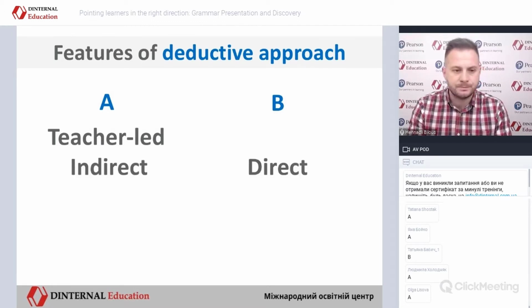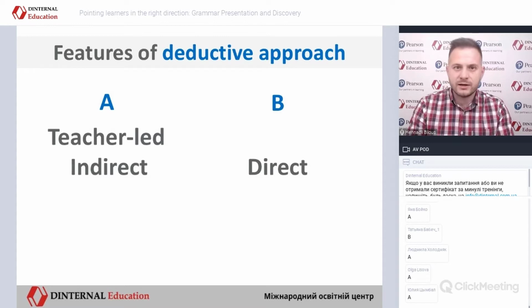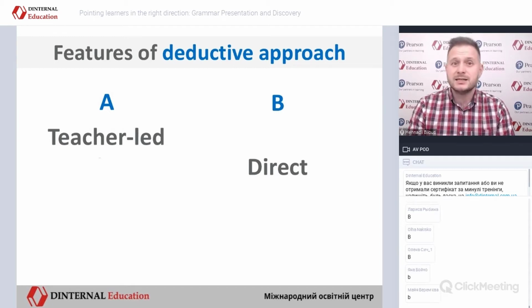All right, what about these two? Is it indirect or direct, this deductive approach? What do you think? Is it quite a straightforward approach to teaching grammar, or do you leave some room for student suggestion and thinking things over and predicting what this or that grammar structure is about? So, it seems like lots of B options. Okay, yes, it's quite direct. So you don't leave your students room for any suggestion.